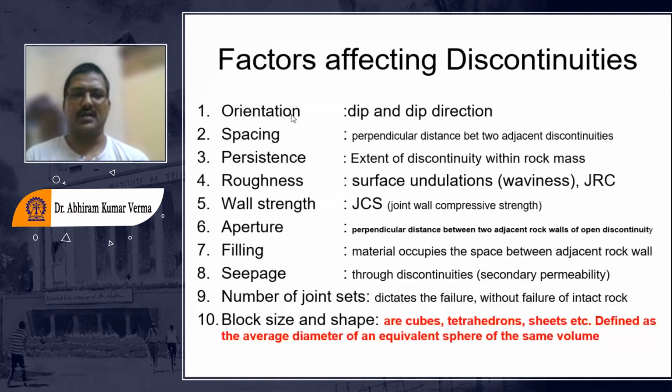One is called the orientation, and this is defined by two parameters, that is dip and dip direction. I expect that you have already gone through these terms, dip and dip direction, in your geology classes. We can measure this dip and dip direction with the magnetic compass and the clinometer. We can find these directions with respect to the magnetic north.